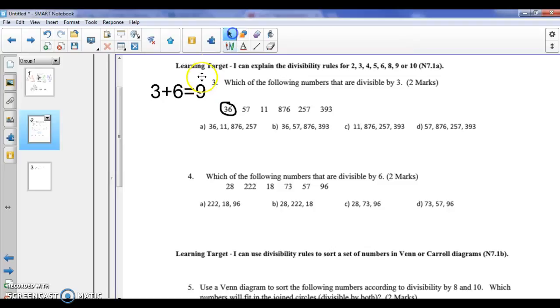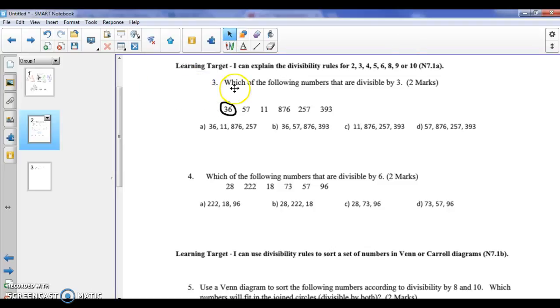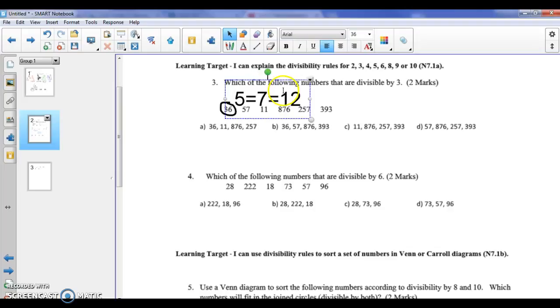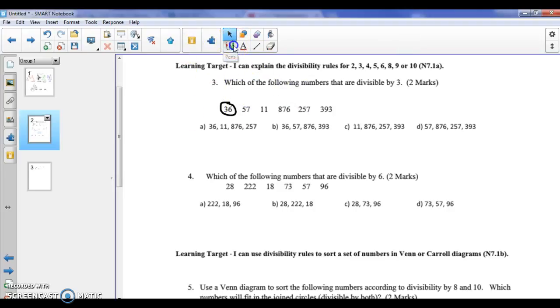If I try the same trick with 5 plus 7, I know that 5 plus 7 equals 12, and 12 is also divisible by 3. So from there, I can tell you that 57 is divisible by 3. I know that 11 is not, because 1 plus 1 is 2, and that is not.